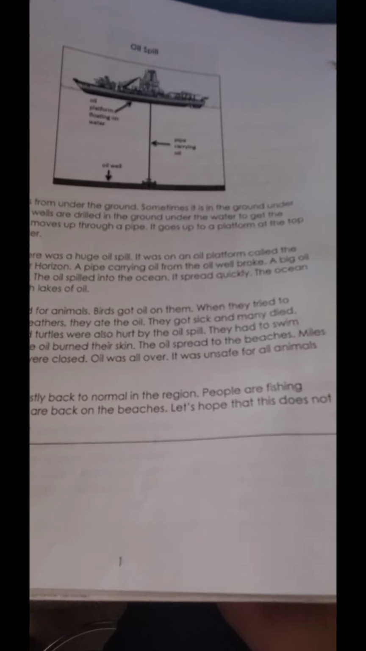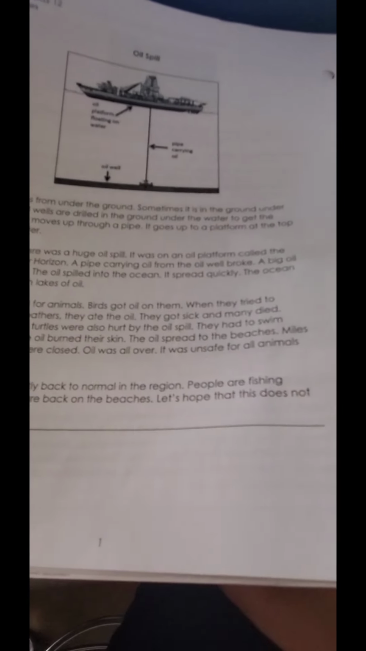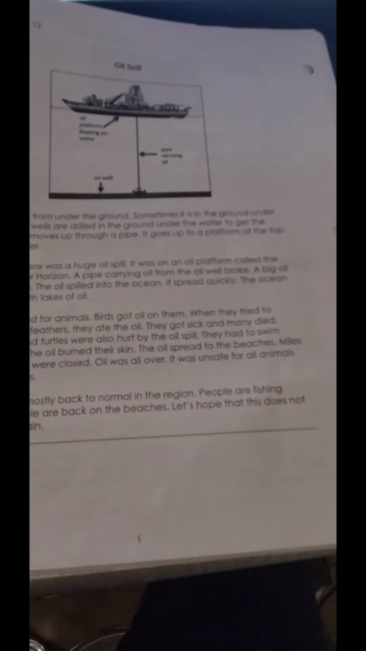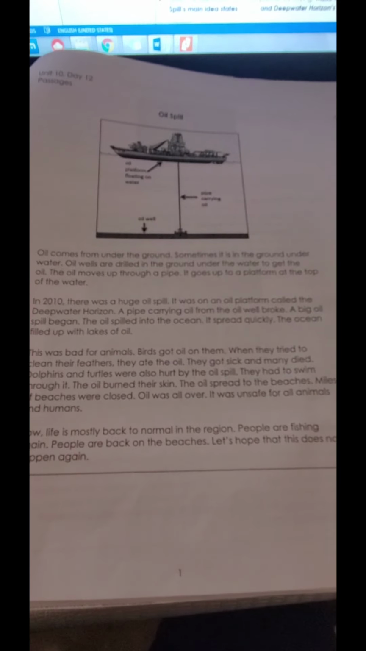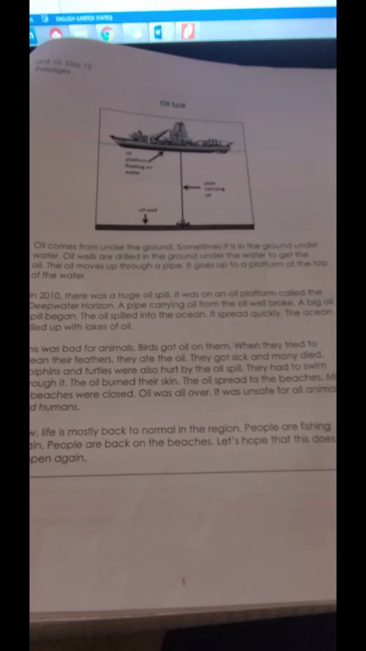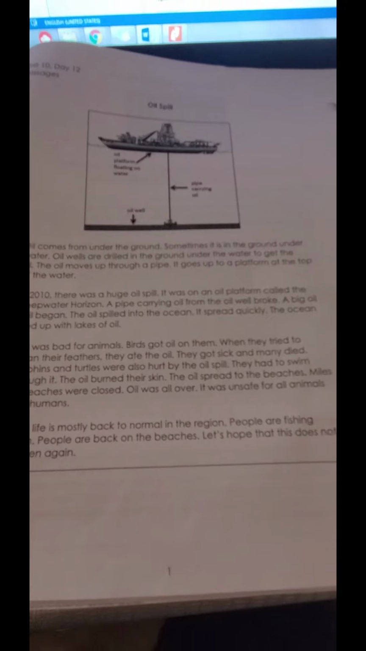So it's saying that right now people are back to their normal life or the normal region after the oil spill. So let's take a moment to think about what the main idea of the whole passage is, because we're comparing main ideas between two whole passages, not just a specific paragraph, but the whole passage.